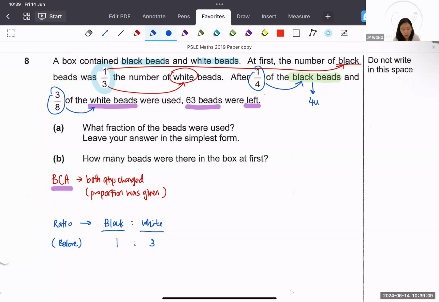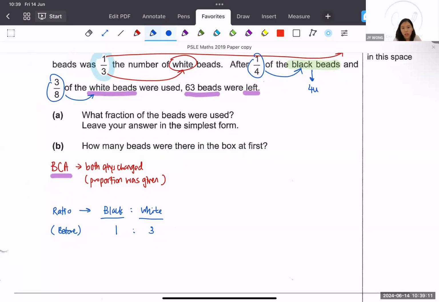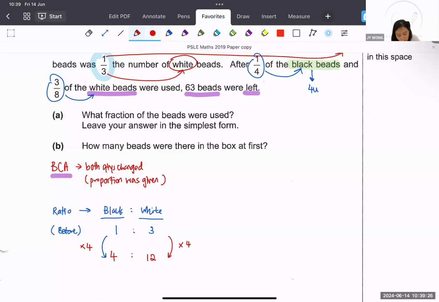So what would I do now? Because 1 to 3 is a ratio, we try to make it proportional, and we will find the equivalent ratio. So I want to make my black become 4 units. So what would I do? I times 4, and this will give you 12. Then you ask yourself, 3/8 of the white beads. So that means white beads need to be 8 units. But currently my white beads is 12. So we want to find a common multiple of 8 and 12, which will give us 24.